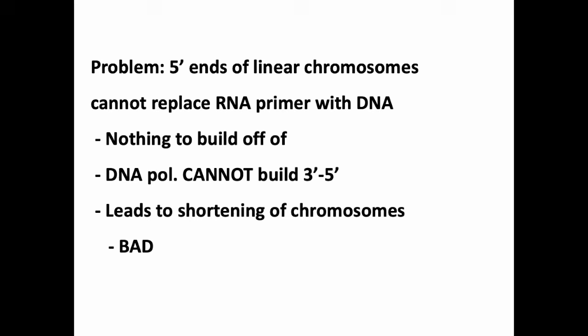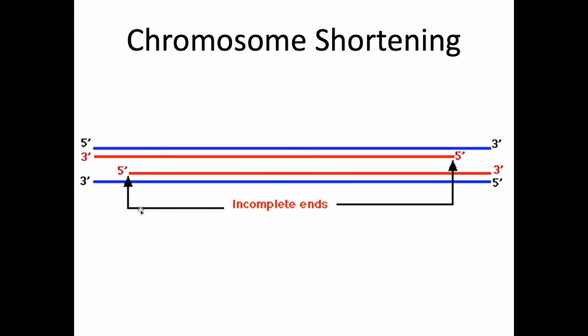So how do we solve this? There has to be a solution to this. We can't just lose information every time we do DNA replication. Well, there is a solution to this. And it's kind of tricky, but it's also kind of clever. So the solution to this problem is to use an enzyme called telomerase to build structures called telomeres. So telomeres are defined in the key terms.